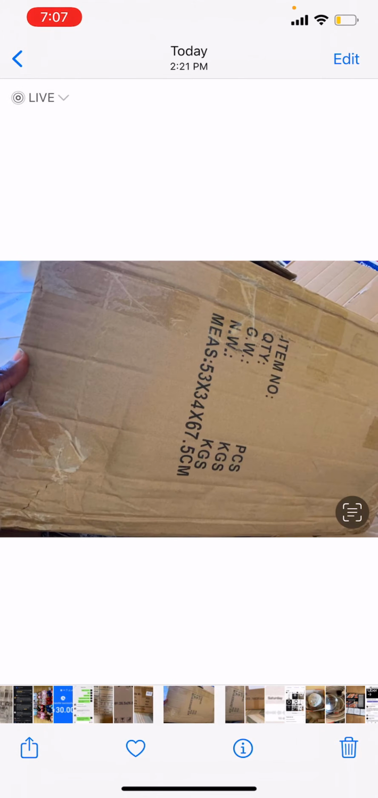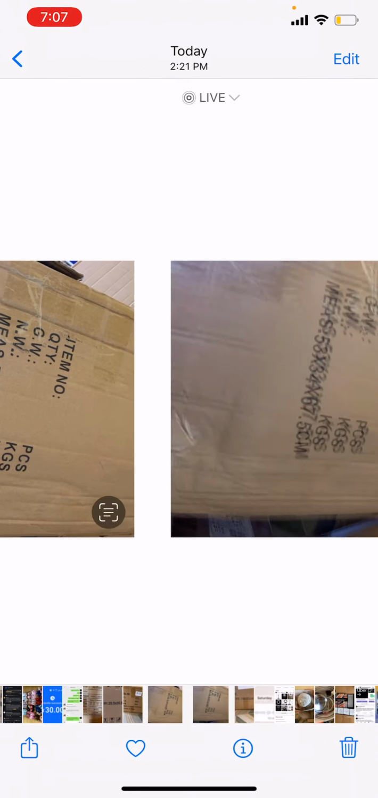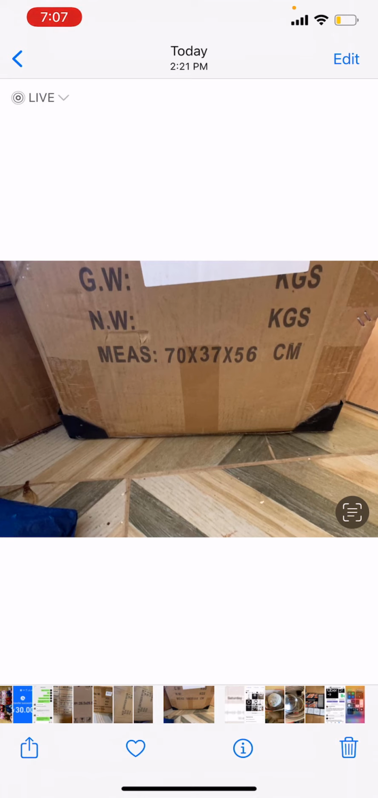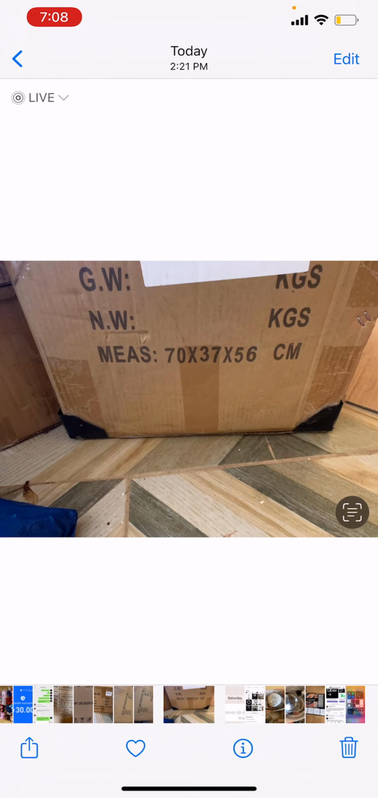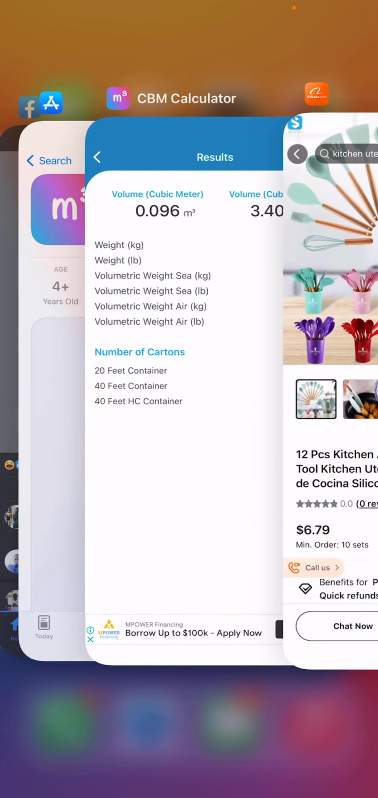So let's try the last one. You have cartons in your house, so do some of them and then send me what you get and let me know if you got it right. This one is also in centimeters. Let me pick the one that is clearer. This one is for a customer. I just snapped it this afternoon. So 70 by 37 by 56.